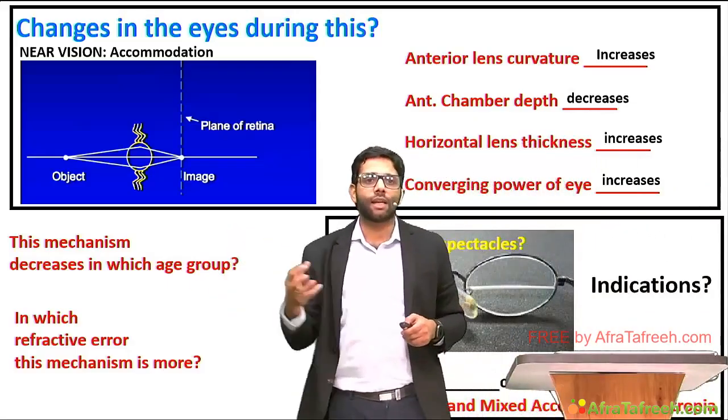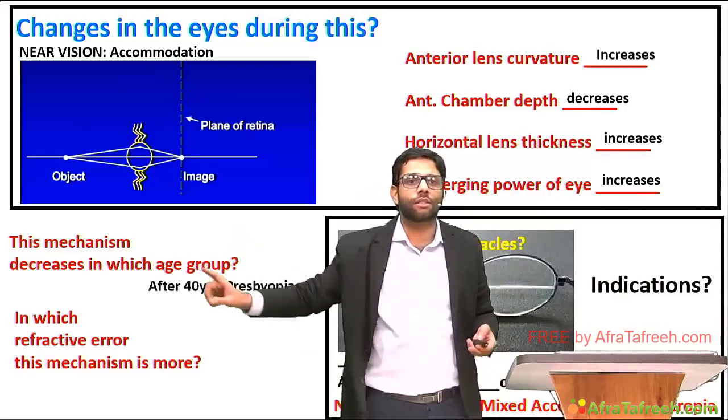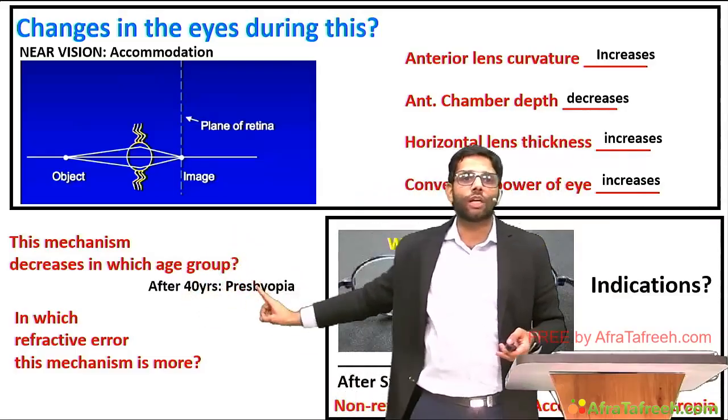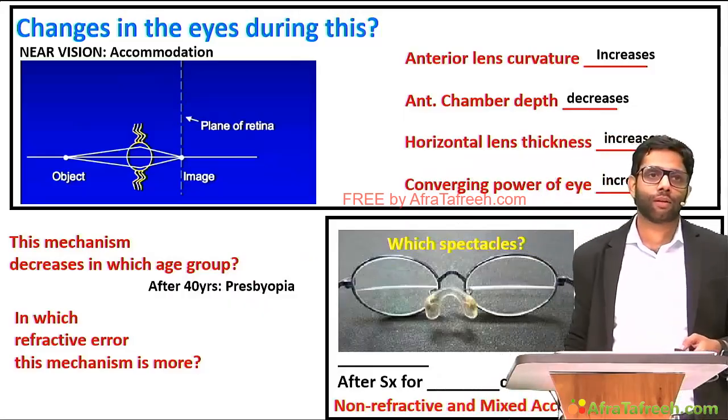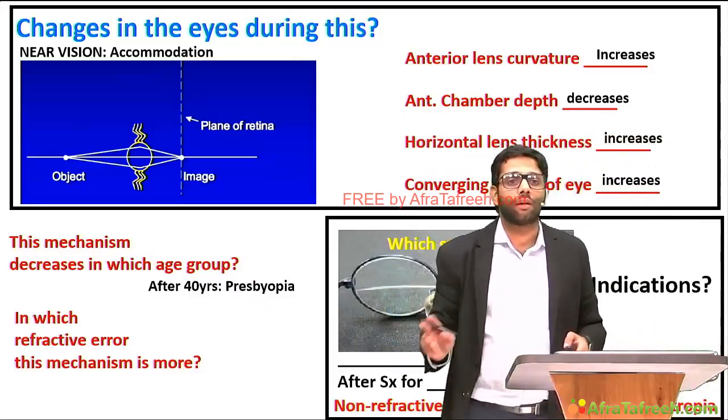As we age, the lens becomes rigid, cataract. So this decreases with age. That is known as presbyopia. And mostly it is manifested after 40 years of age. And which refractive error? You know, hypermetropia.